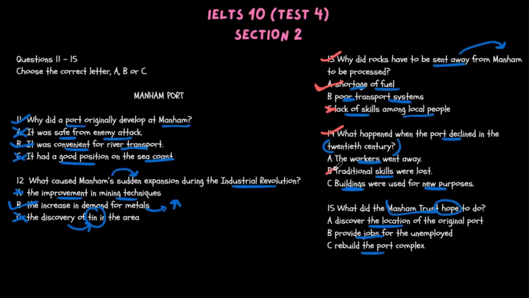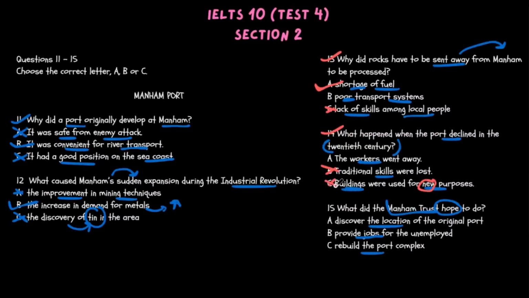But then the Mannheim Trust, which is in the next question. So, for the 14th, we can see what happened when the port declined. There was no mention of skills. There are mentions of buildings, but if we listen to what is said, in the 20th century, the great port of Mannheim declined, and thousands of workers were forced to emigrate out of the area. There is obviously mention of workers.